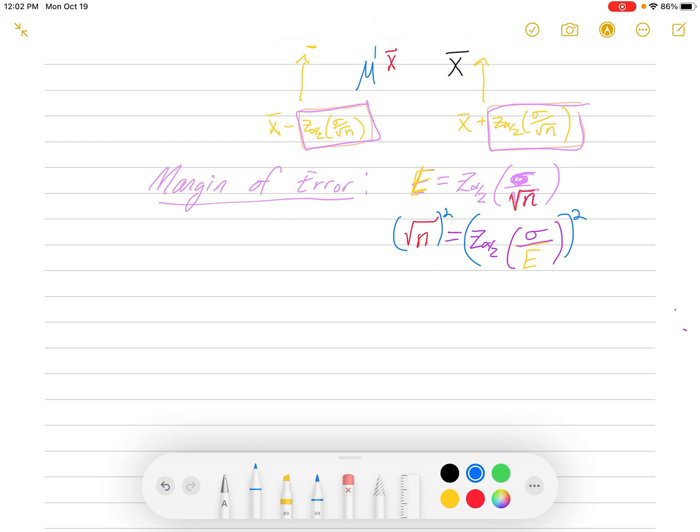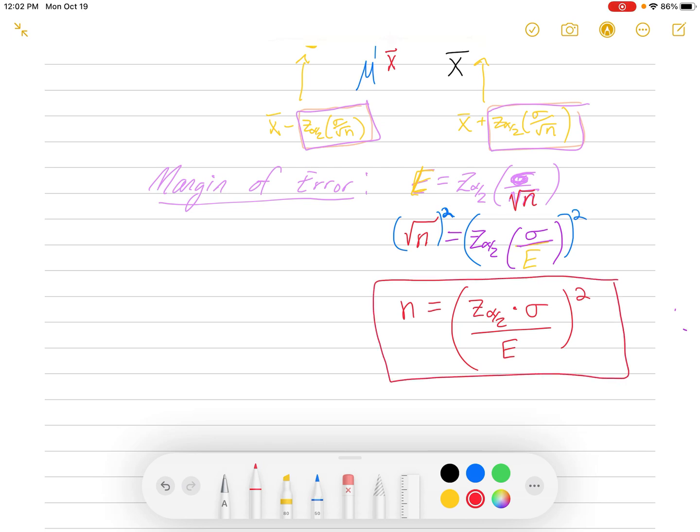Now, n's not quite by itself, right? It has a square root over it, so we're going to square both sides of the equation. So what does the square do to the square root? The blue square cancels out the red square root, and you're going to have n is equal to Z alpha over 2 times sigma over e, all of that squared. This is going to be your formula for calculating what's called the sufficiently large sample size. So n is the sufficiently large sample size. In other words, how big of a sample do you have to collect so that you're within a certain amount of margin of error?